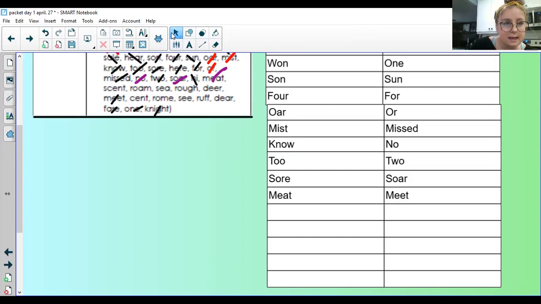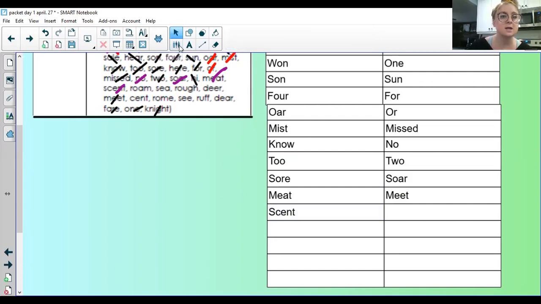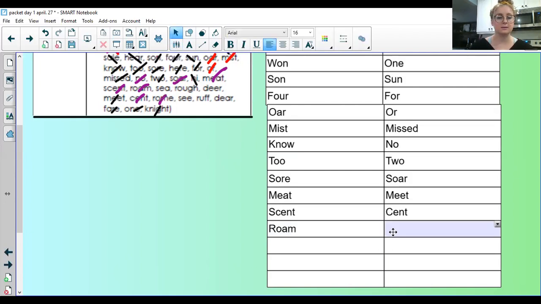Okay, now we have scent, S-C-E-N-T. That scent means like something smells like something. So like the candle scent is like lilies. That's what it smells like. The other cent is what we use in money, which our math problem later is going to have money in it. So that cent means like I have 1 cent, which is 1 penny. Now we have roam, R-O-A-M. Roam means like you're wandering around. The other Rome, R-O-M-E, which should be capitalized, is a place that we studied in content.